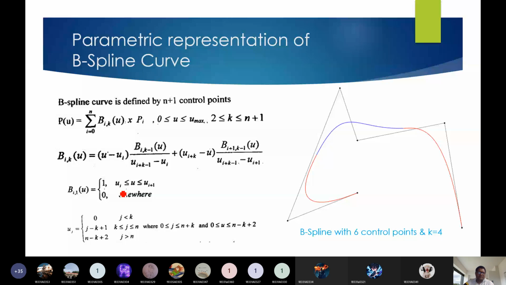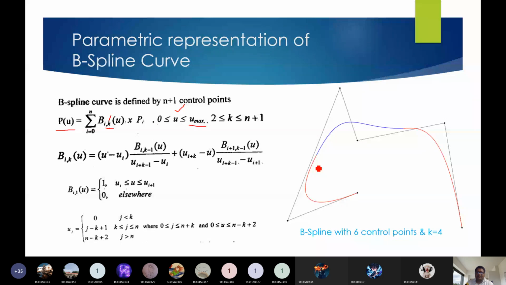Now coming to the parametric representation of the B-spline curve, it looks a bit difficult, but most of the terms are familiar when you expand. P of u is equal to sigma i equals 0 to n B i,k of u into P i. Look at here, B i,k. Earlier in case of the Bezier curve, it was B i,n, right? And u varies from 0 to a maximum value, whereas in the Bezier curve, it was 0 to 1, if you can recollect. But here in the B-spline curve, u maximum. What is this u maximum? It is nothing but the number of segments, which is n minus k plus 2.